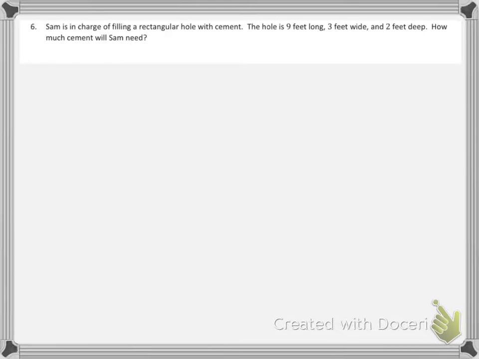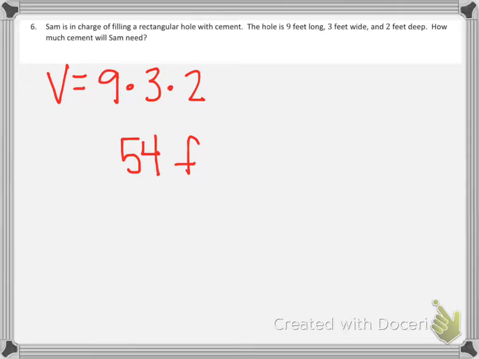That's volume. So we're going to fill a three-dimensional space. It's 9 feet times 3 feet times 2 feet. And 3 times 2 is 6, and 6 times 9 is 54. So this is 54 cubic feet to fill that rectangular prism.